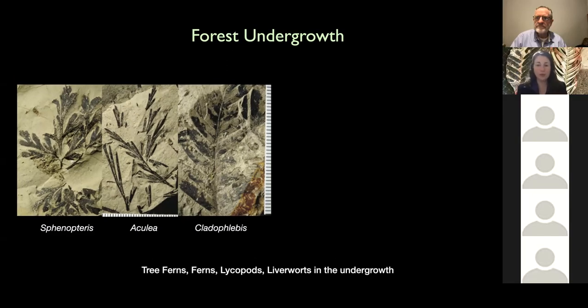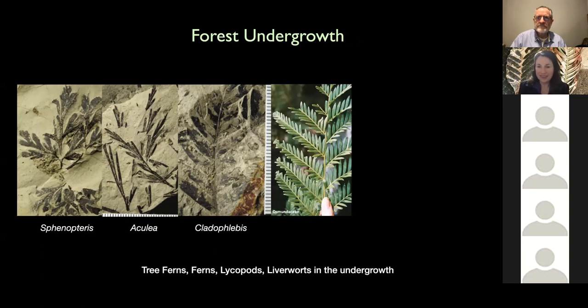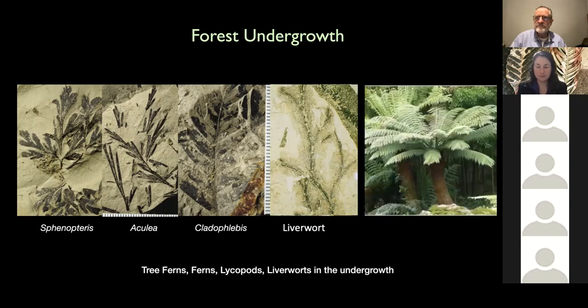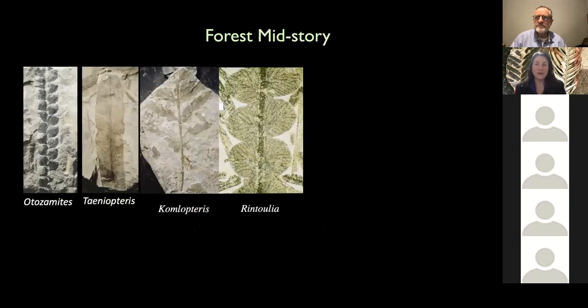tree ferns as well. And they're very similar to ferns that are still existing today and still growing today. And there were a lot of liverworts, which represent very, very wet kinds of environments. So that would form the undergrowth.